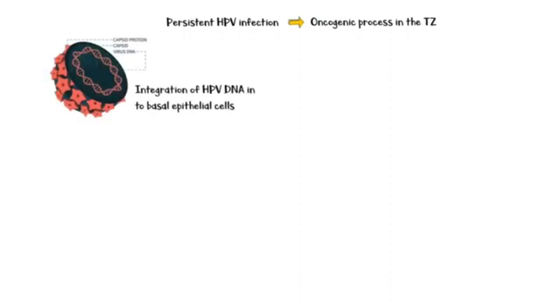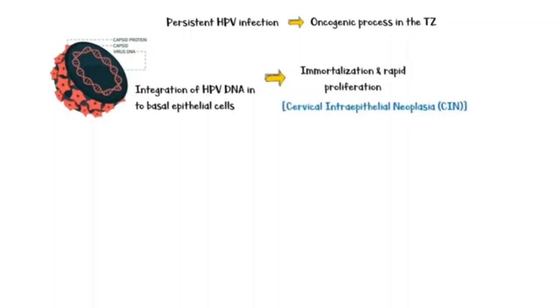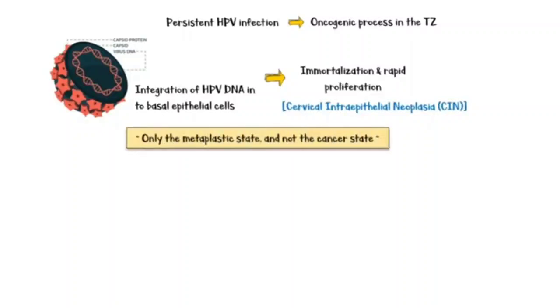When HPV infection persists in certain individuals, it triggers an oncogenic process in the region of the transformational zone. Integration of viral DNA into basal epithelial cells leads to immortalization and rapid cell proliferation. This process is called cervical intraepithelial neoplasia, or CIN. It is important to note that this is only the metaplastic state and not the cancerous state. It may or may not progress into cancer.